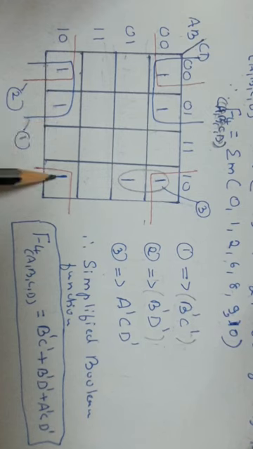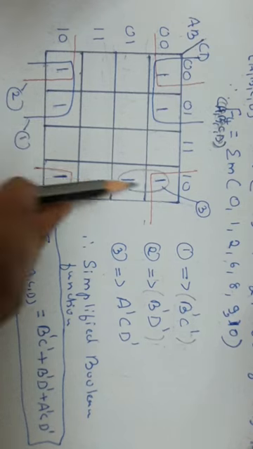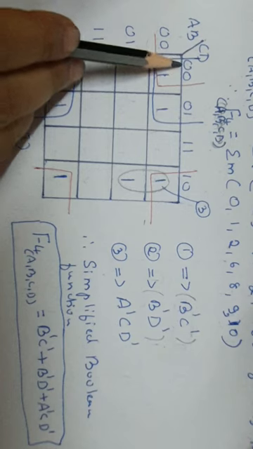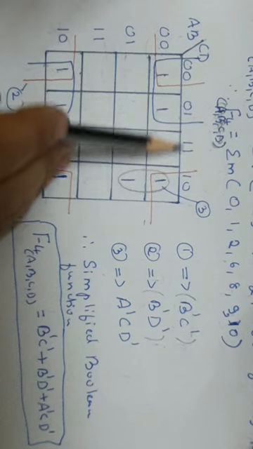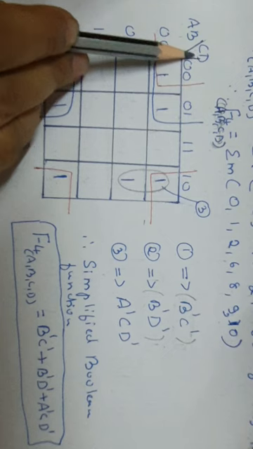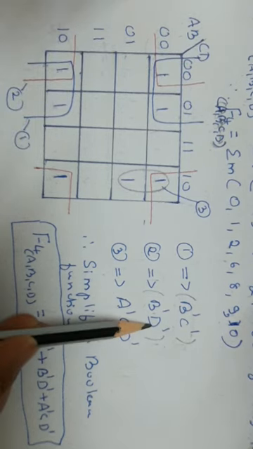These four members we have to observe. They are covered in these two columns. So, here it is 0, 0, 1, 0. This 0 is common, that is with respect to D. So, D dash, that is what we have written here.